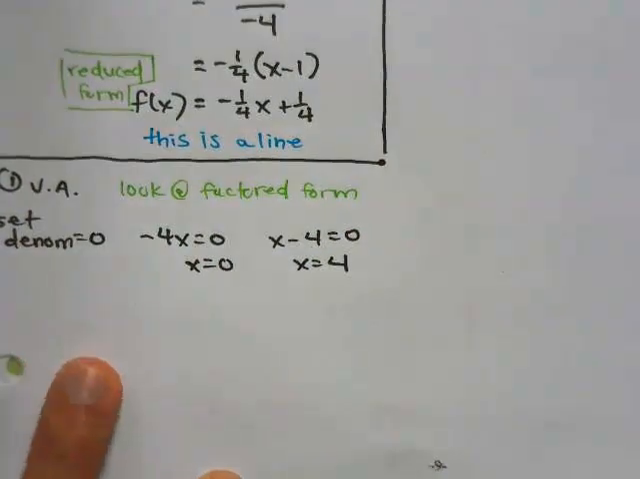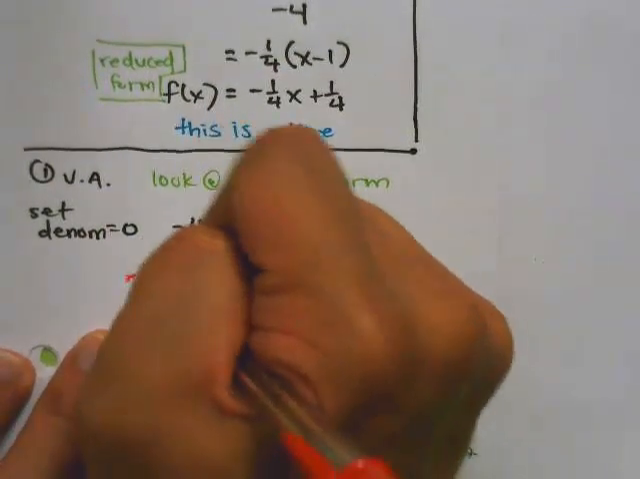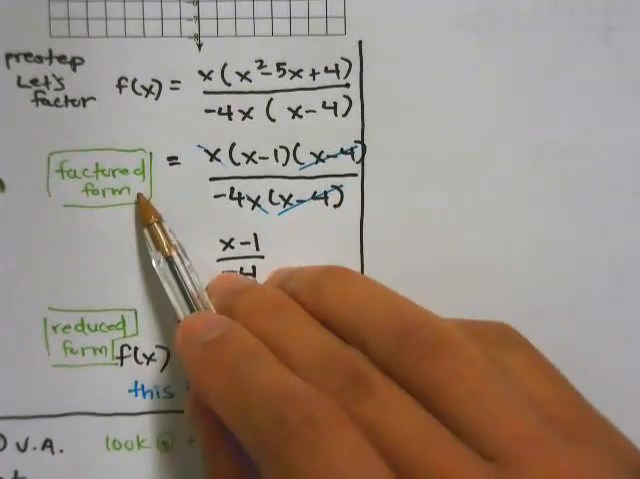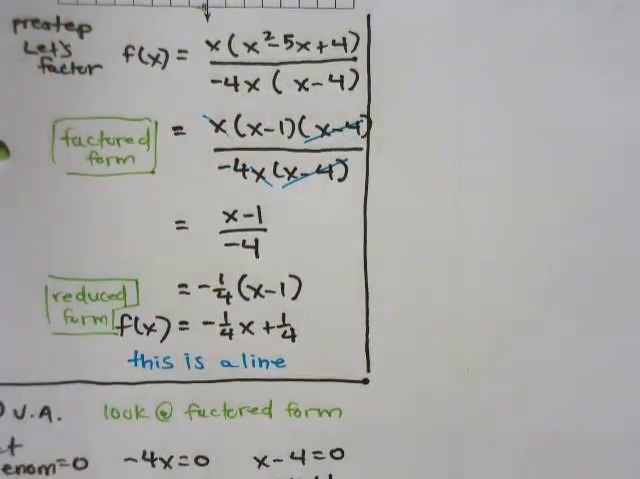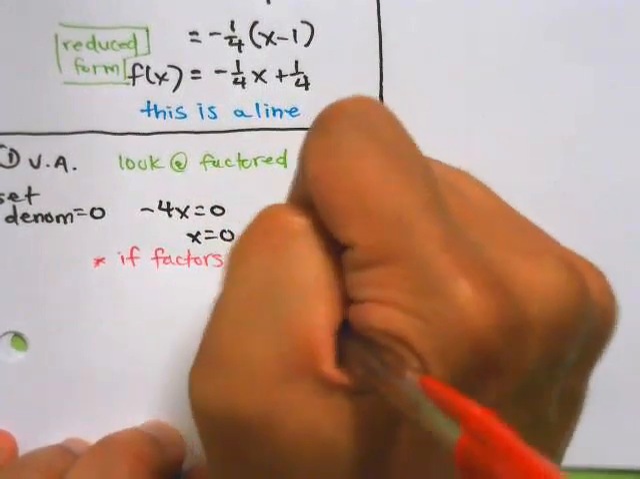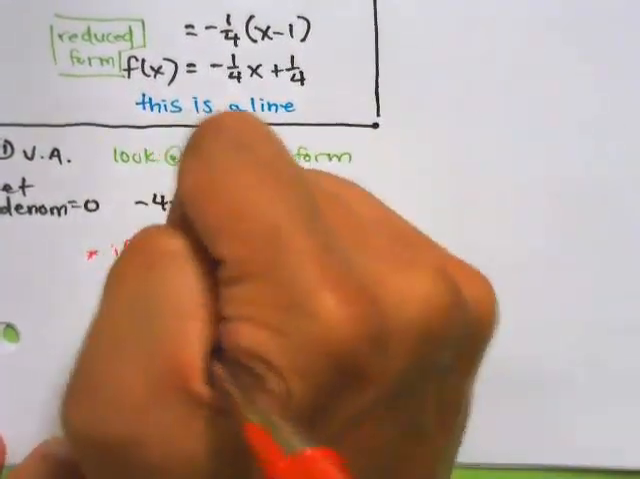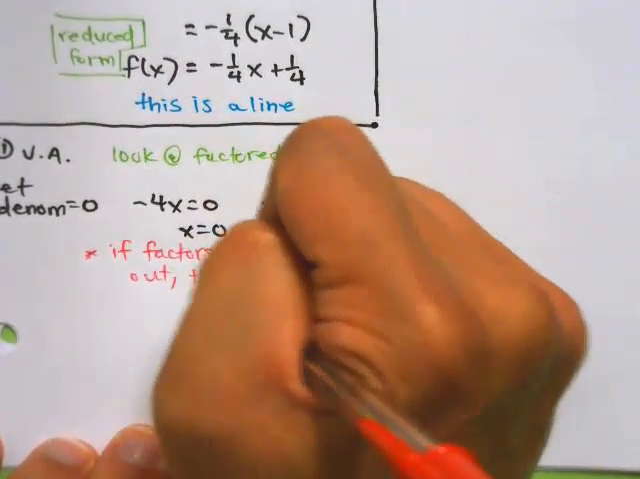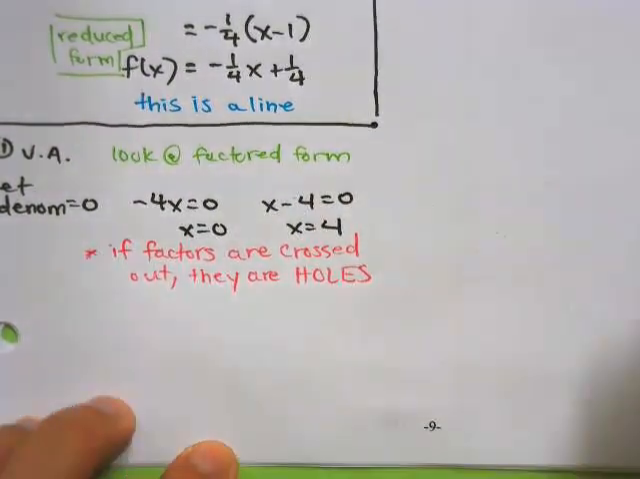Do not box them, because I'm going to put a small note over here. When we went from factored form to reduced form, they were reduced, they were crossed out. So if factors are crossed out, they are what's called holes.